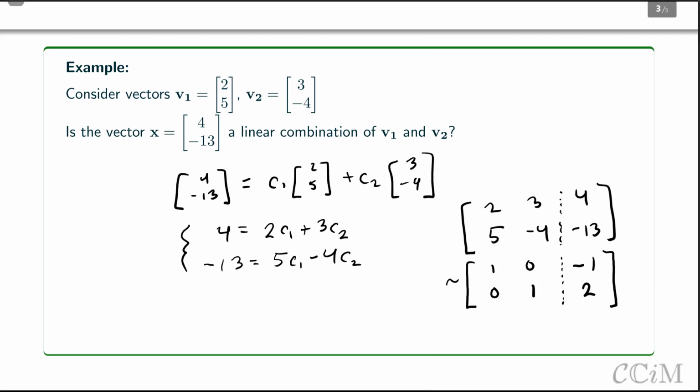In this case, if I fast forward, my matrix reduces to [1, 0, -1; 0, 1, 2]. This tells me that my constant c1 is equal to minus 1 and c2 is equal to 2. If I look back to my original equation over here, you can verify that if you plug in c1 equal to negative 1 and c2 equal to 2, this equation does indeed hold. So therefore my conclusion is that (4, -13) is a linear combination of v1 and v2.